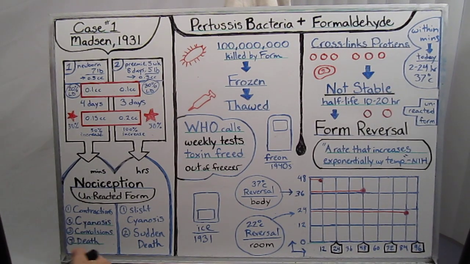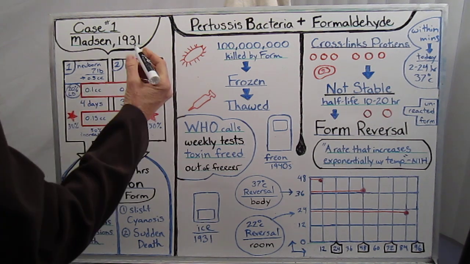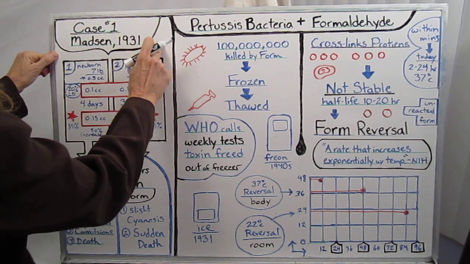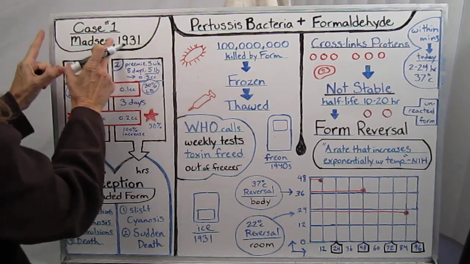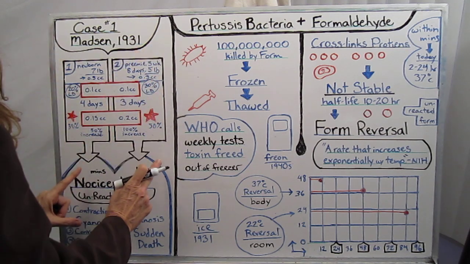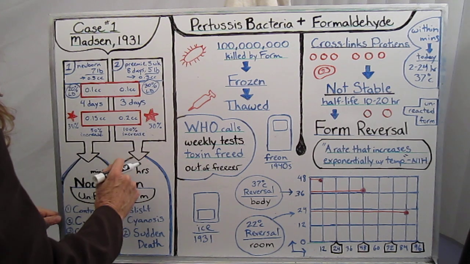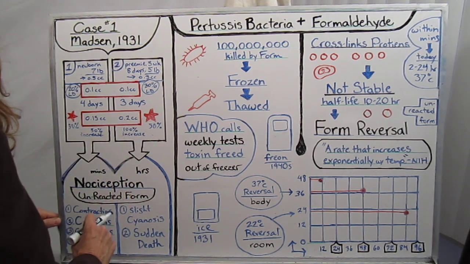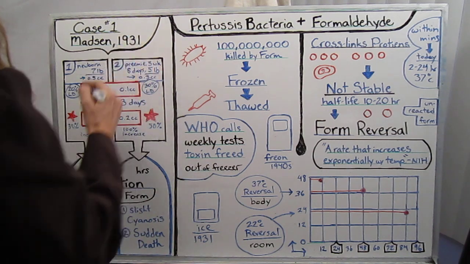Madsen, 1931. This is my first case that I'm going to explore with you. He practiced a scientific method. Here he has two cases, newborn 1 and newborn 2, which I'm going to go into in a minute. He actually observed what happened after he vaccinated them and wrote down their reactions, instead of sending them home and not doing so.